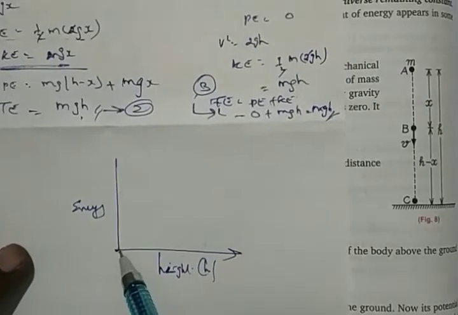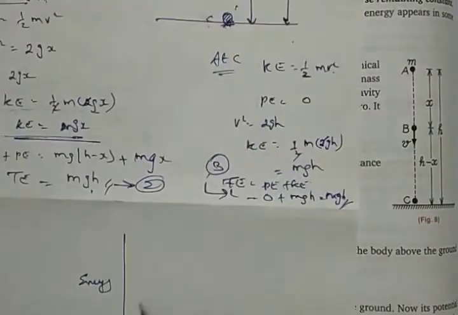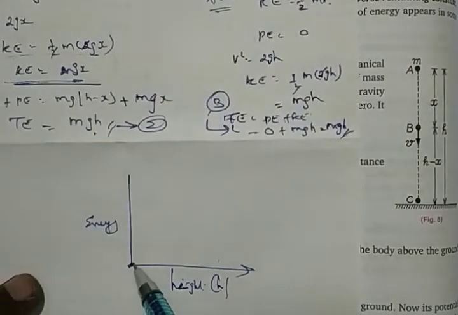So what happens when it is at the lowermost point? At the lowermost point, potential energy is 0, and as the height increases, the energy increases. So this is the potential energy graph.